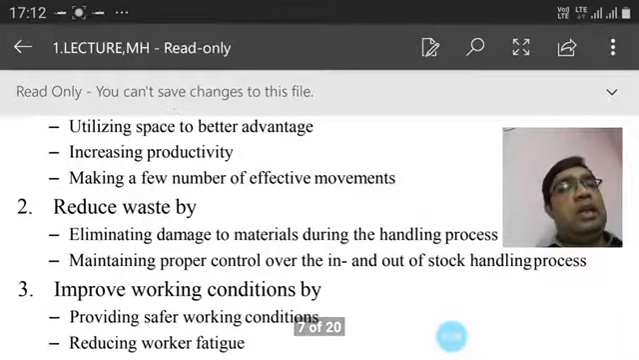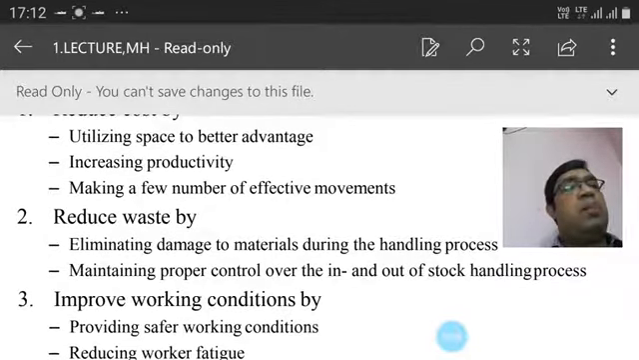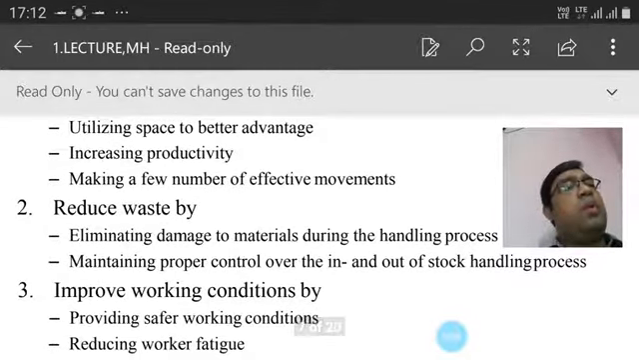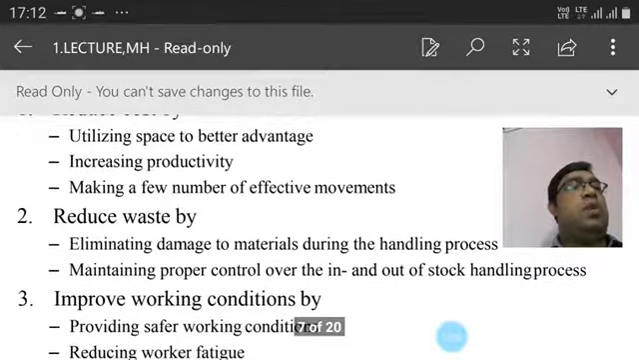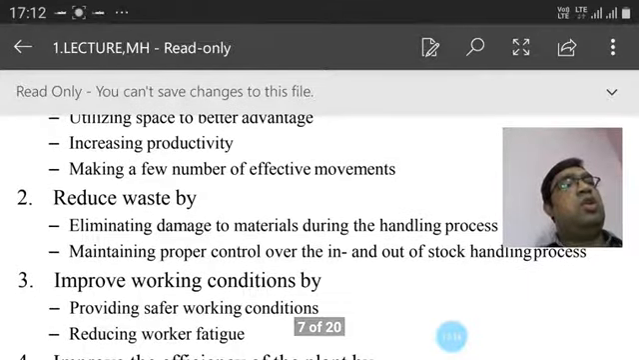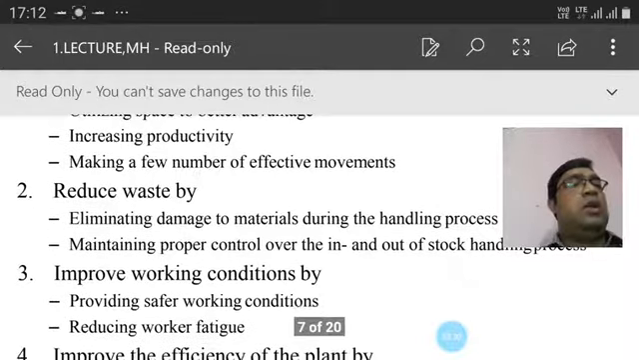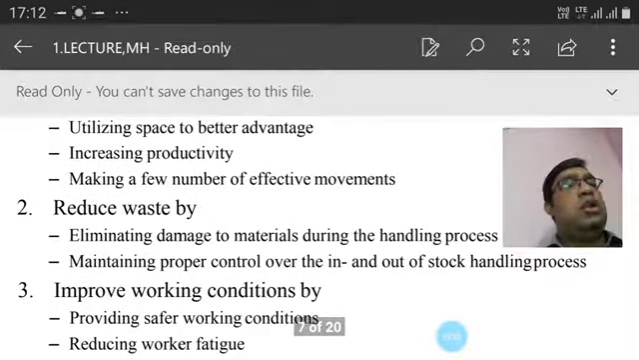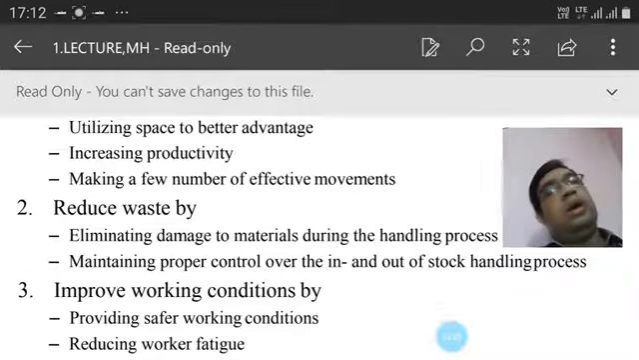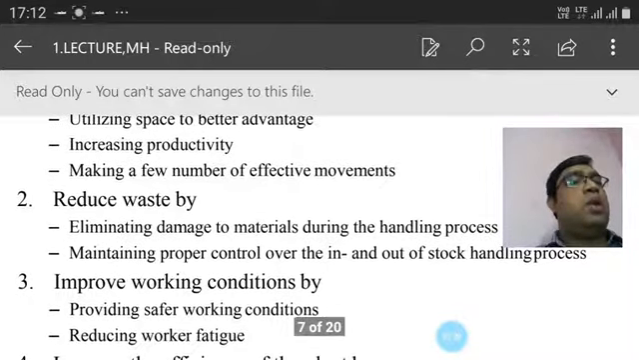Another thing is maintaining proper control over the in and out of stock handling process. Proper maintenance is needed. For example, a courier serviceman supplies different quantities of materials when you place an order through online systems. The courier picks and places items between the manufacturer and the customer.